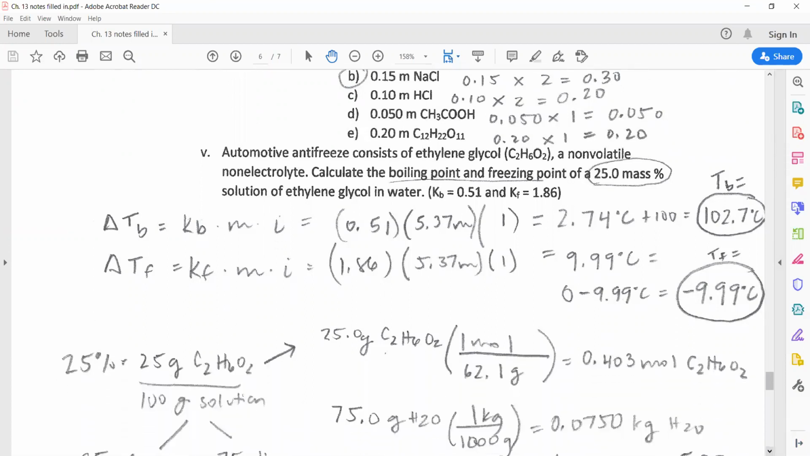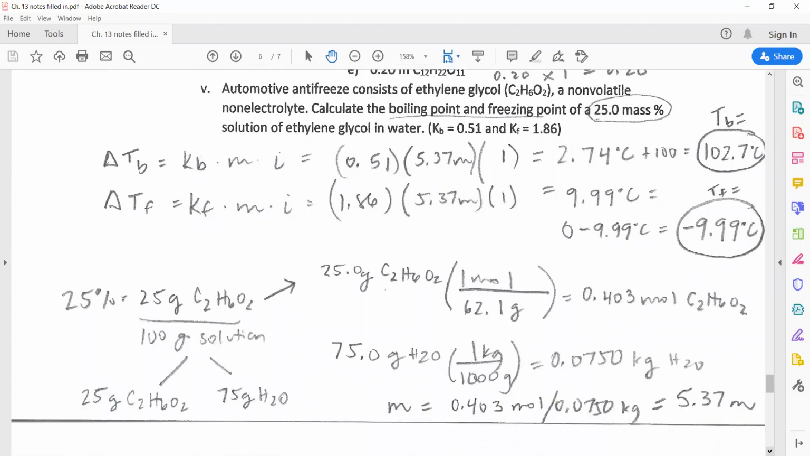Here we see an example of how to actually calculate the new boiling point and the new freezing point. So in both scenarios, we've got these 2 equations. The change in boiling point is given here, the change in freezing point given here. Well, KB and KF are given to me, 0.51 and 1.86. The i values are easy because it tells me that both of them are non-electrolytes. So my i is a 1 value for both. So really I've just got to go find my molality for each.